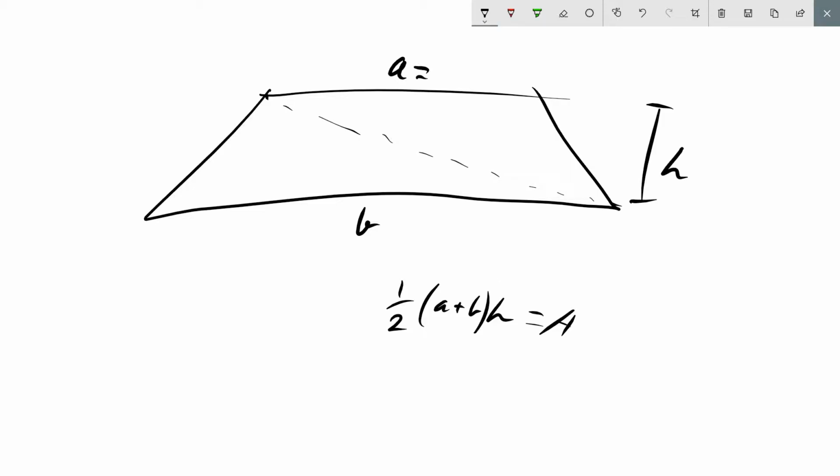So let's do an example. Let's say a is equal to 3 and b is equal to 6, and let's say the height is 2. So 3 plus 6 is going to be 9, times 2 is 18, and then times a half. So a plus b, that's going to be 9, and our height is 2. The half and the 2 cancel out, so we're left with 9. And that's our area for this trapezium.